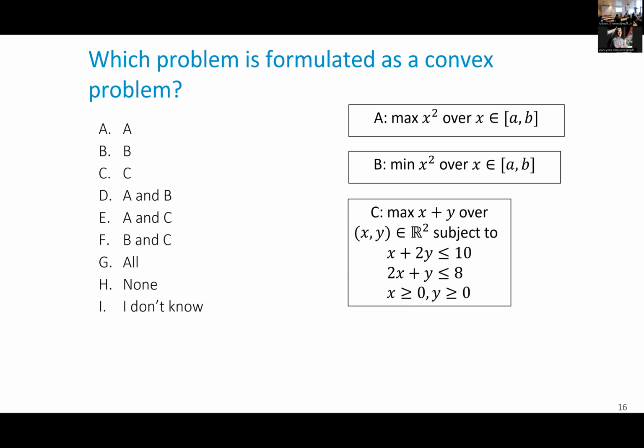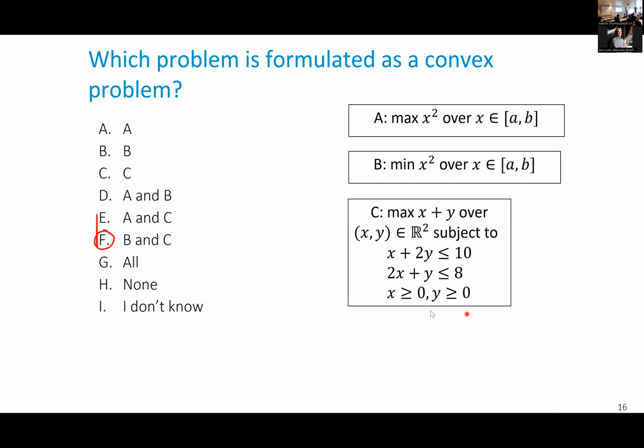Majority says F, which is the correct answer here. Of course, A is not convex because it's the maximization of a convex function. X squared is the prototype of a convex function. It's an example to keep in mind. B is convex. X squared is a convex function, and the domain of definition here is convex, it is an interval. C is convex also because the optimization function is linear. So linear is both concave and convex. So since we maximize, it's concave here.